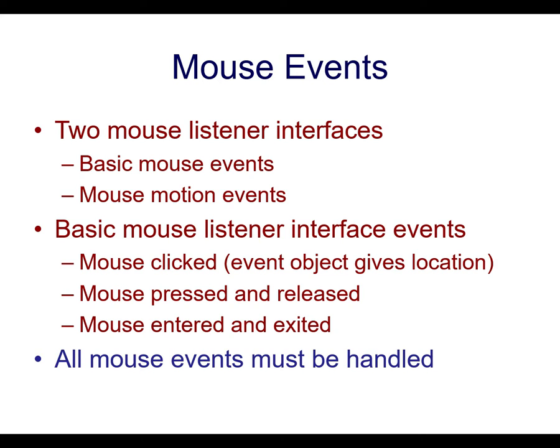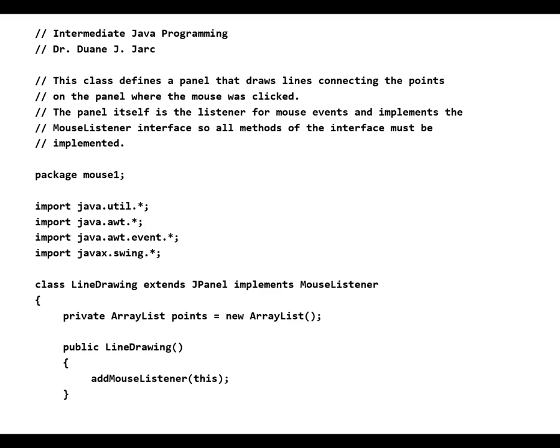Because the MouseListener interface contains 5 methods, we must implement all 5, providing code to handle each of the events, even though we may only really be interested in performing some action in response to one of them. Now we will examine a program that allows the user to click the mouse on various points on the window and successively connect the dots.